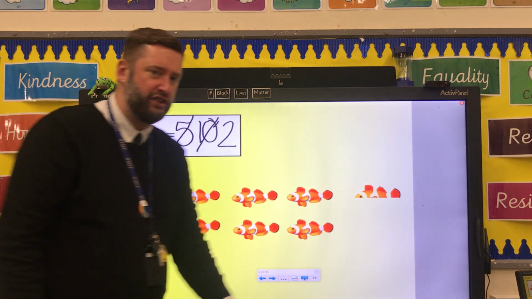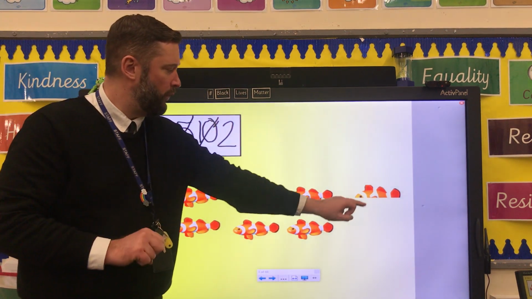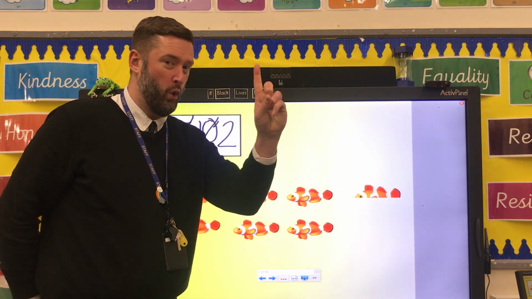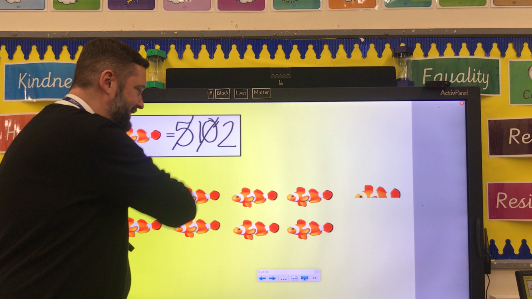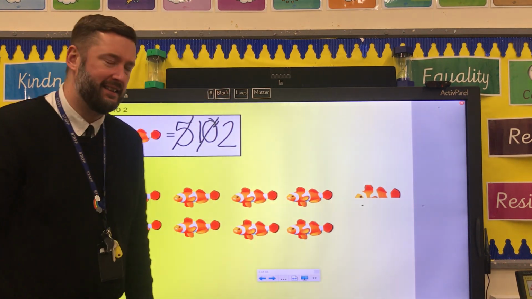Let's add our half a shape on. So if one shape is 2, what must our half a shape be? It must be 1. So this is 16, and one more makes 17.